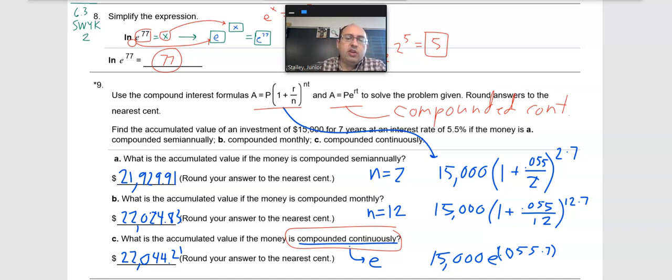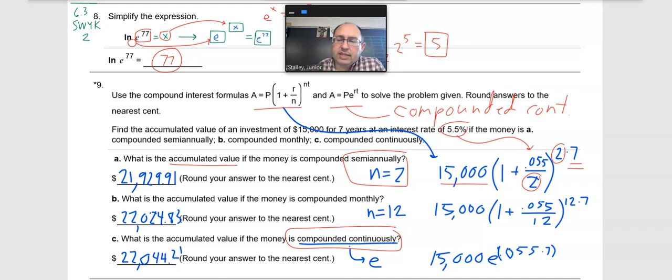Okay, what is the accumulated value if the money is compounded semi-annually? Now, we talked about how semi-annually meant 2 times a year, right? We start with $15,000. The interest rate here is 5.5%, which we convert to a decimal, 0.055. 2 is the n value, which we know appears twice in the formula, and 7 years is the time frame we're given. You type that into a calculator, I guarantee you get $21,929.91.